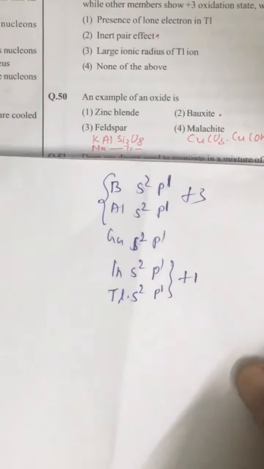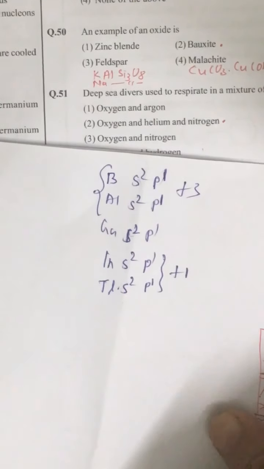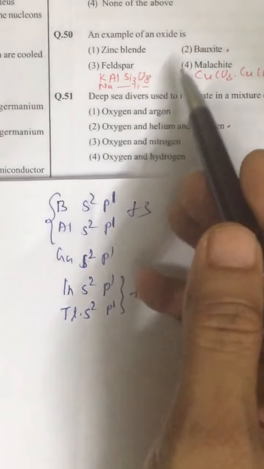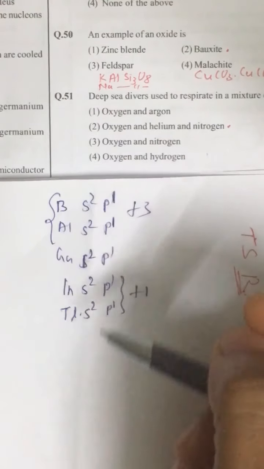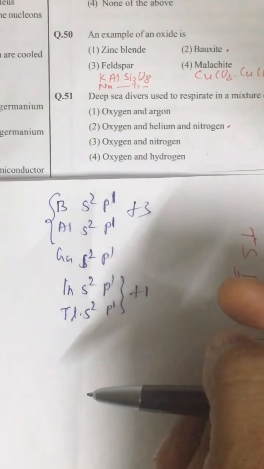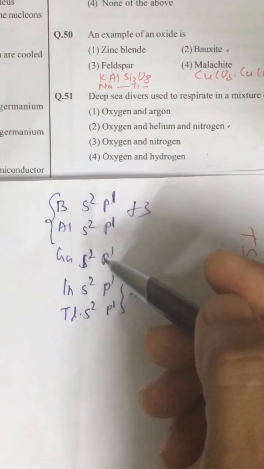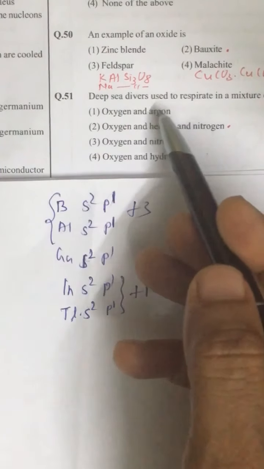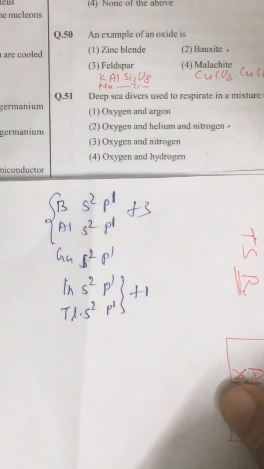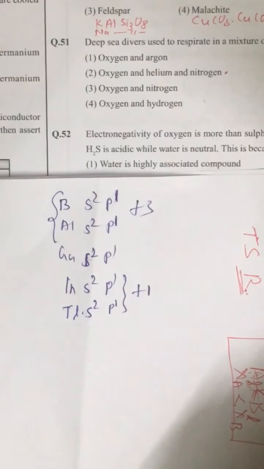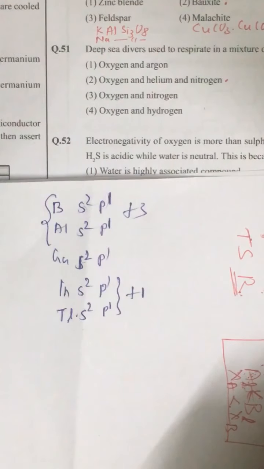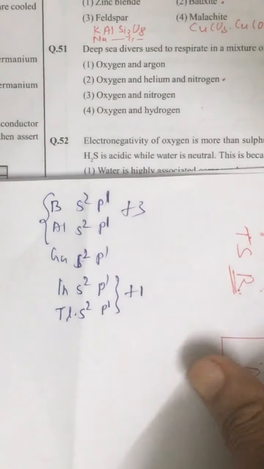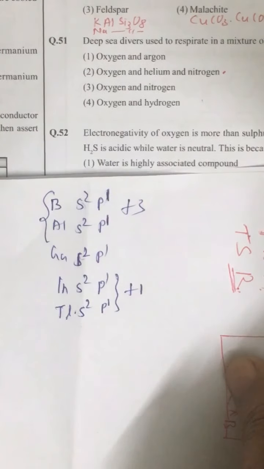Question number 50. An example of an oxide: zinc blende is ZnS, bauxite is the oxide Al2O3. Feldspar is a silicate. It is potassium aluminium silicate, sodium aluminium silicate or calcium aluminium silicate. Whereas malachite is CuCO3.Cu(OH)2. Question number 51. Deep sea divers use oxygen, helium and nitrogen. This you must remember.